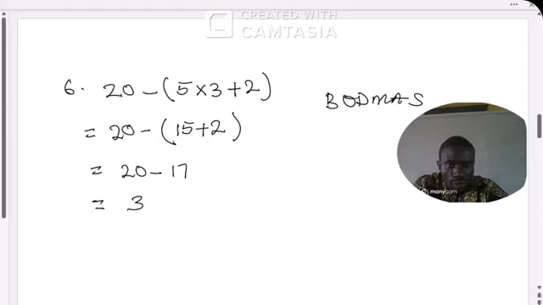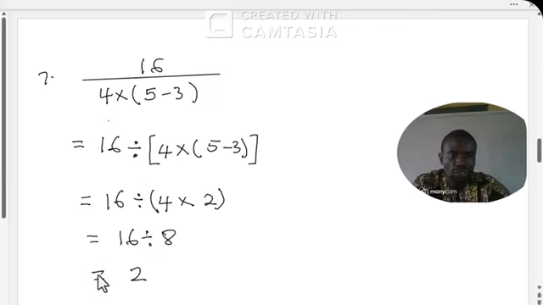Also, we have 20 minus, see the bracket. In this bracket, we have 2 operations inside. If you don't follow the order inside the bracket, you can be tempted to say 3 plus 5, then 5 times 5, 25. Whereas it is wrong. It will be multiplication first before you do addition. So that's what will help you to get the correct answer.